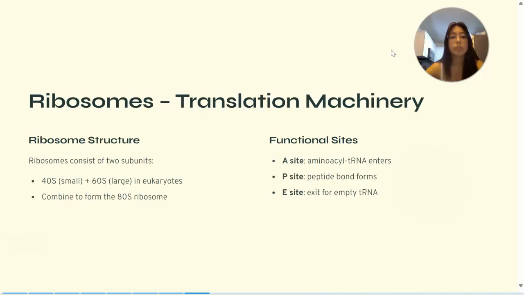Ribosome translation machinery. The ribosome is a complex molecular machine composed of ribosomal RNA and proteins, consisting of two subunits, the small 40S and the large 60S in eukaryotes. It facilitates protein synthesis by decoding mRNA codons and catalyzing peptide bond formation between amino acids using its A aminoacyl, P peptidyl, and E exit sites to guide tRNA movement during translation.